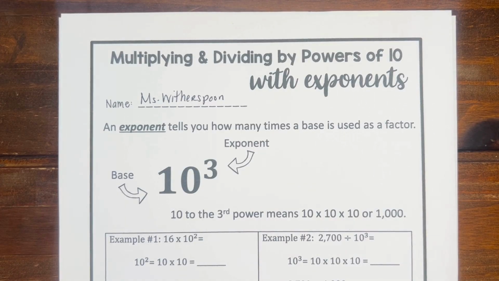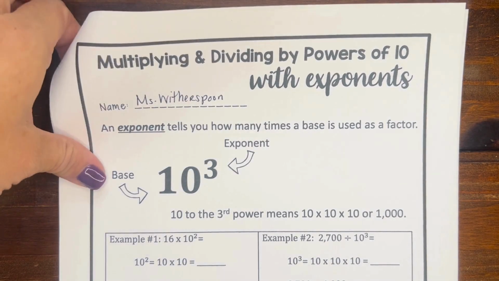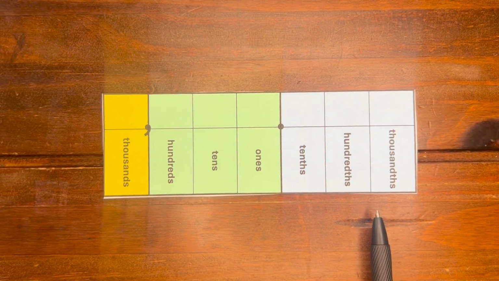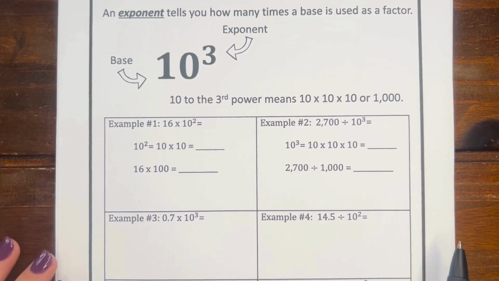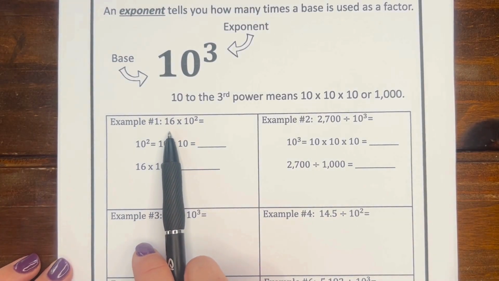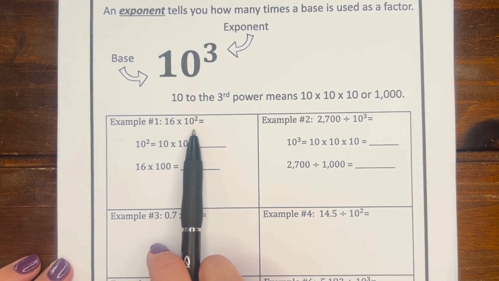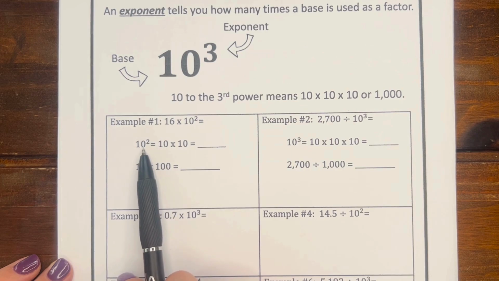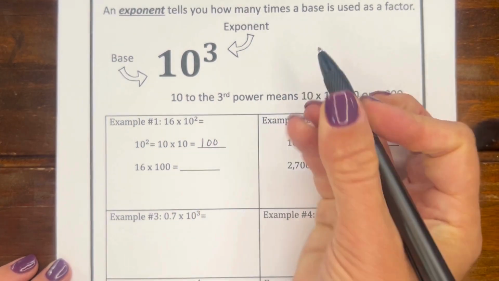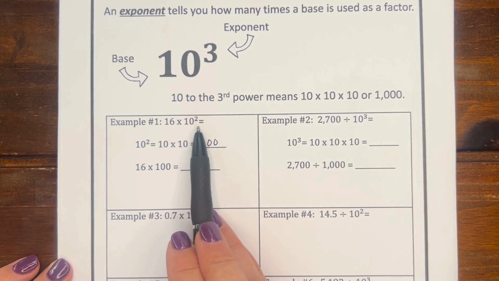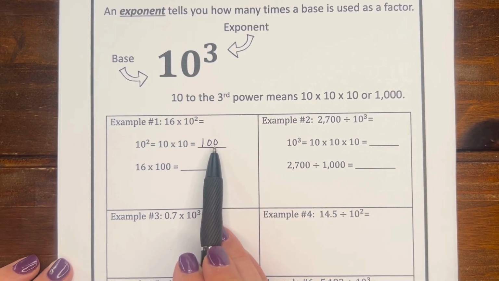Remember, doing things with multiples of 10 makes it really easy for mental math. But if you're still having trouble, a place value chart taped to your desk can be a very handy tool to use for this lesson. Let's get started. Suppose we want to multiply 16 times 10 to the 2nd power. We know that 10 to the 2nd power is 10 times 10, which is the same as 100. Notice how 2nd power gave me 2 zeros. That's a pattern that's going to continue.